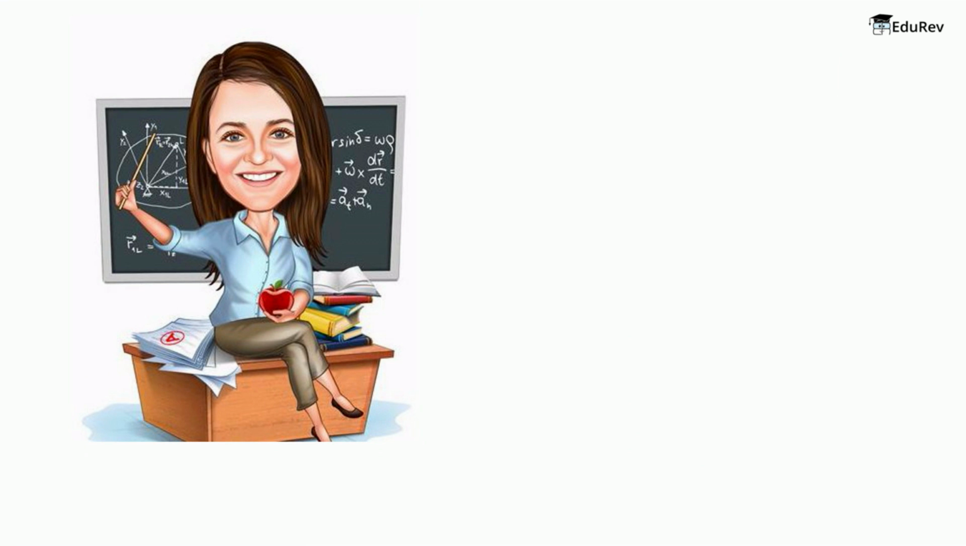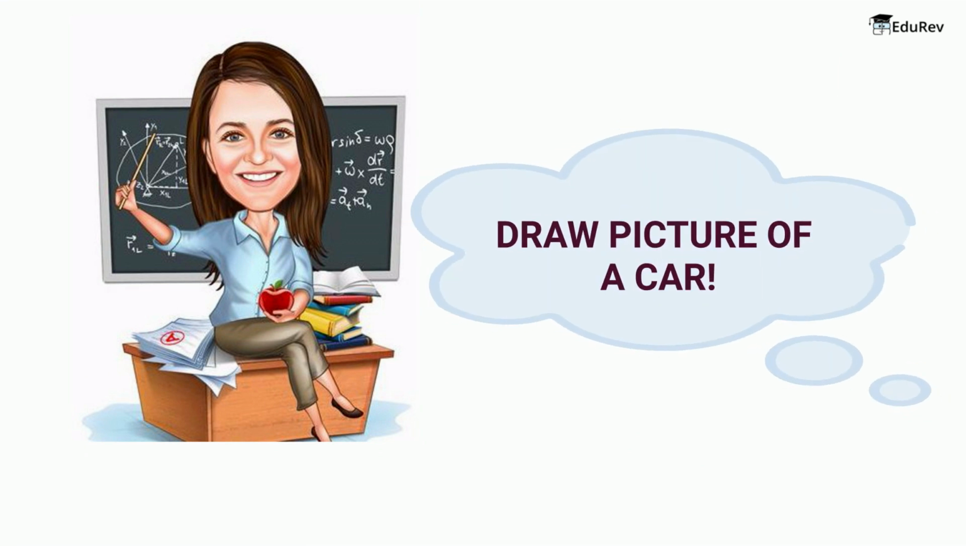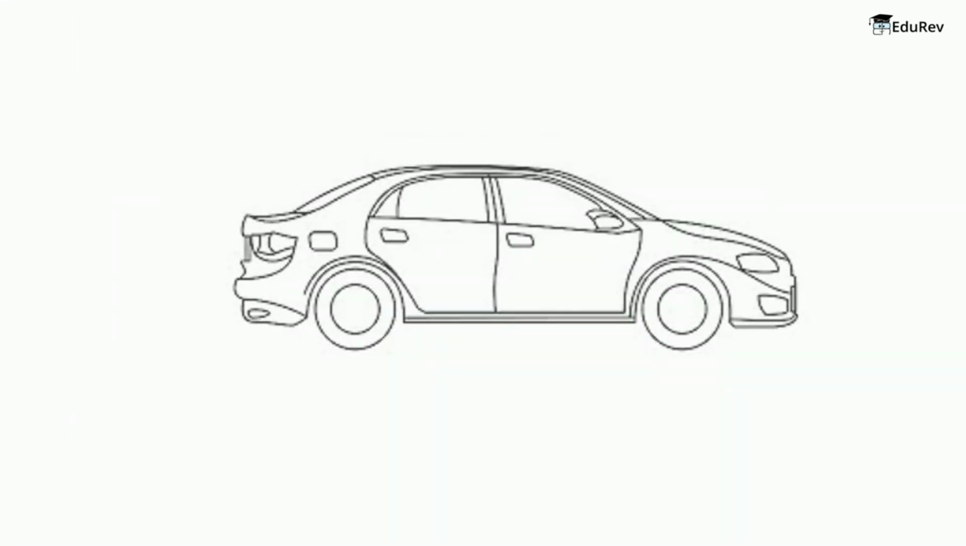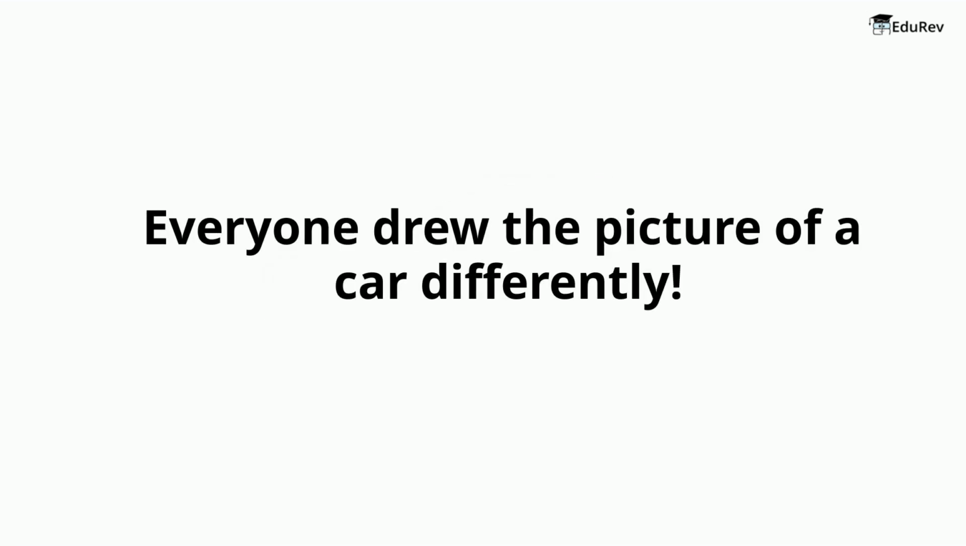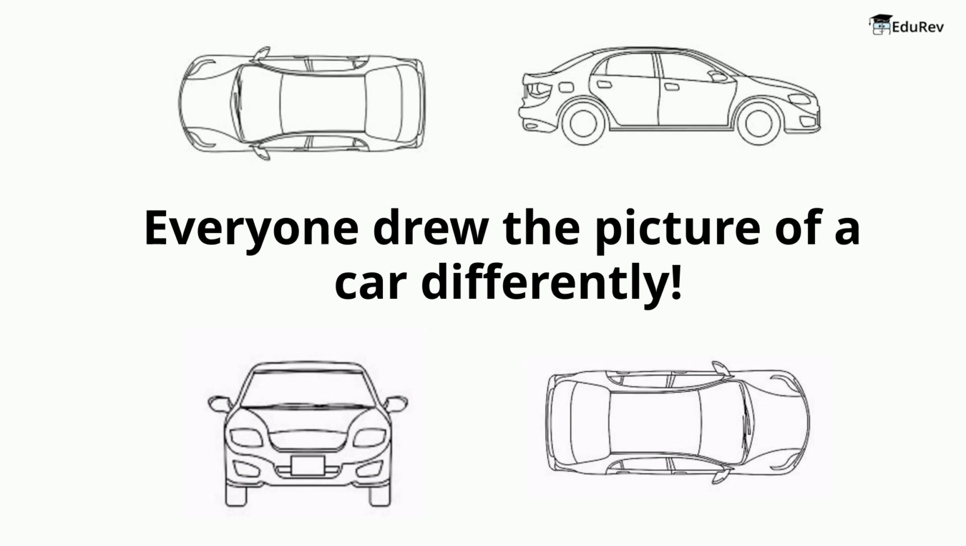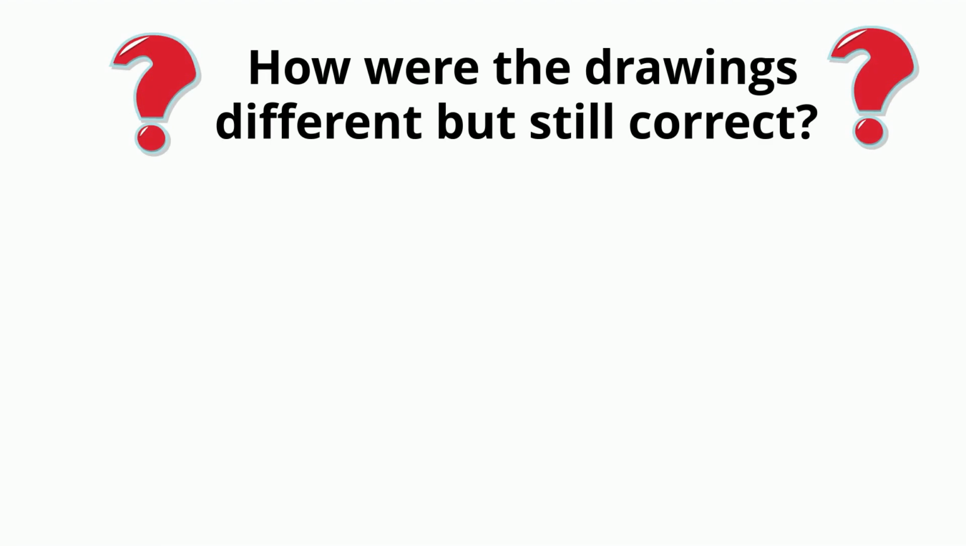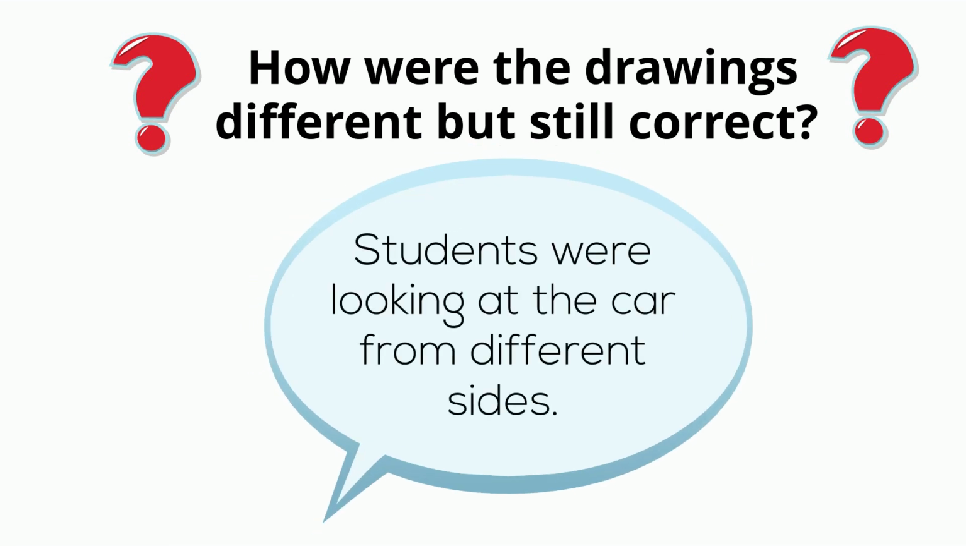The teacher gave the students a homework. She told them all to draw a picture of a car and bring it to the class the next day. Students brought their drawings, and interestingly, all of them came up with different drawings. They were surprised to see that everyone drew the picture of a car differently. All the drawings were different, but all the drawings were correct. How were the drawings different but still correct? The drawings were correct because the students were looking at the cars from different sides, and they drew those sides of the car which they saw.